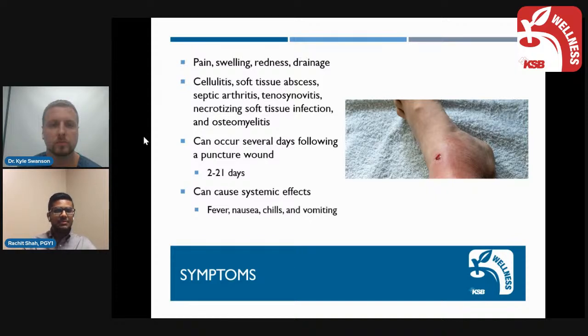If the symptoms do not resolve, you're looking at something more serious, and that could be cellulitis, soft tissue abscess, septic arthritis, tenosynovitis, necrotizing soft tissue infection, and osteomyelitis, which is an infection of the bone. And this varies in terms of when these symptoms actually present. Literature says it can present as early as 2 days, and it can present as late as almost 3 weeks from the initial injury. Some of these effects, if unresolved, can be systemic, and that means that patients may spike a fever, have nausea, chills, and vomiting.